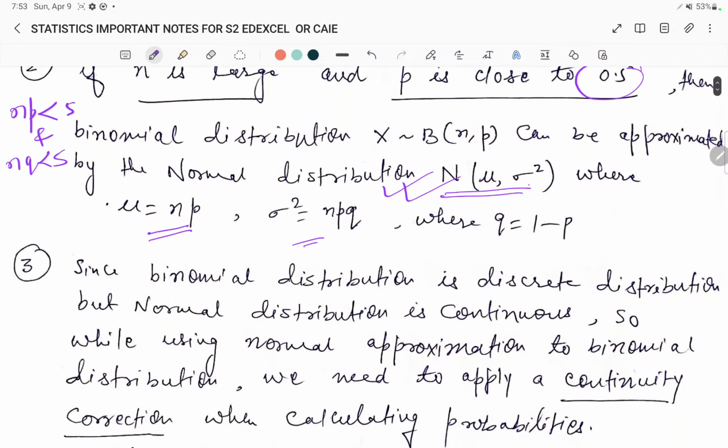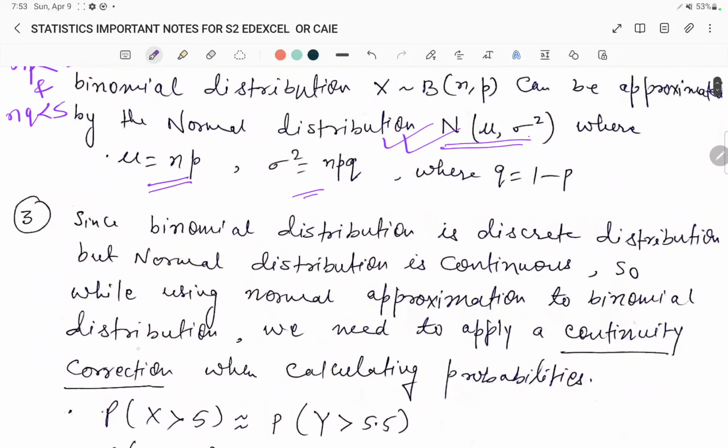Since binomial distribution is a discrete distribution but normal distribution is continuous, while using normal approximation to binomial distribution, we need to apply continuity correction. Of course, it applies if you are converting Poisson distribution to normal distribution, or binomial distribution to normal distribution. So there is a difference between these two distributions.